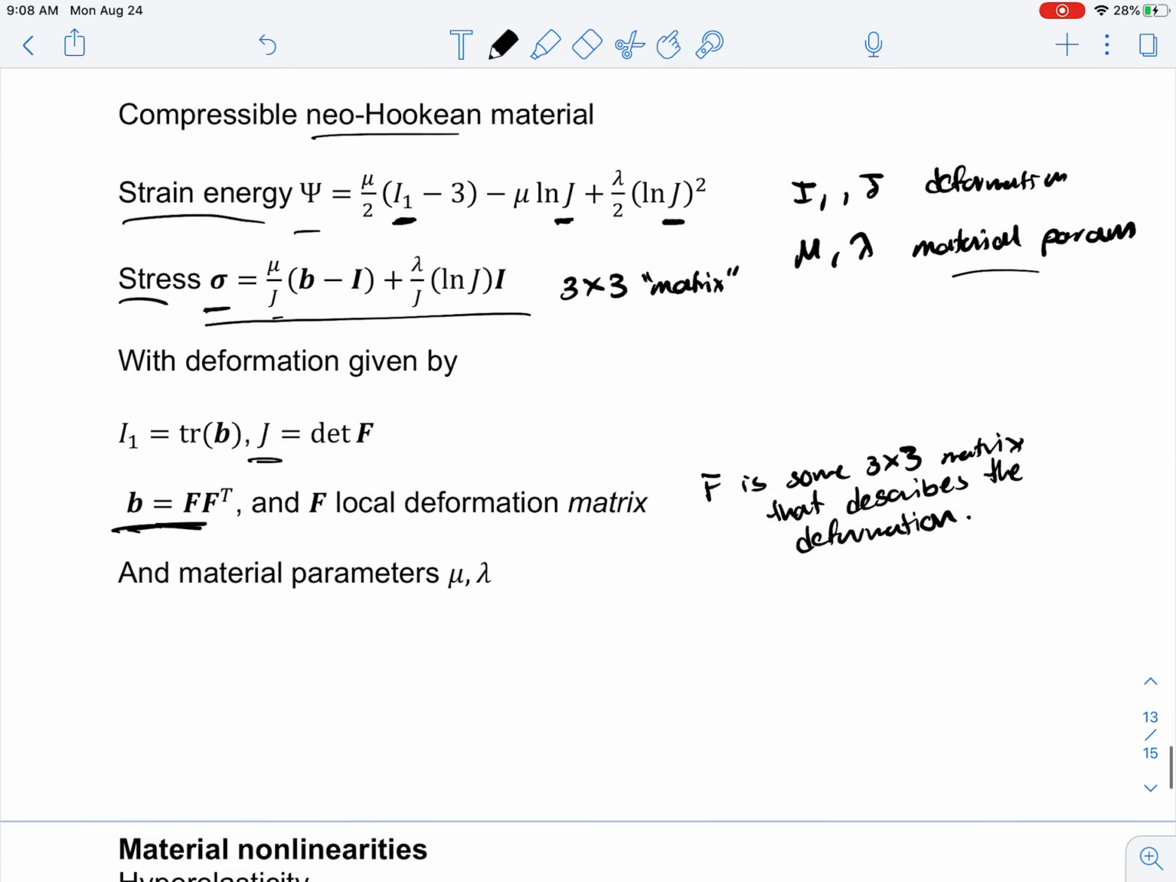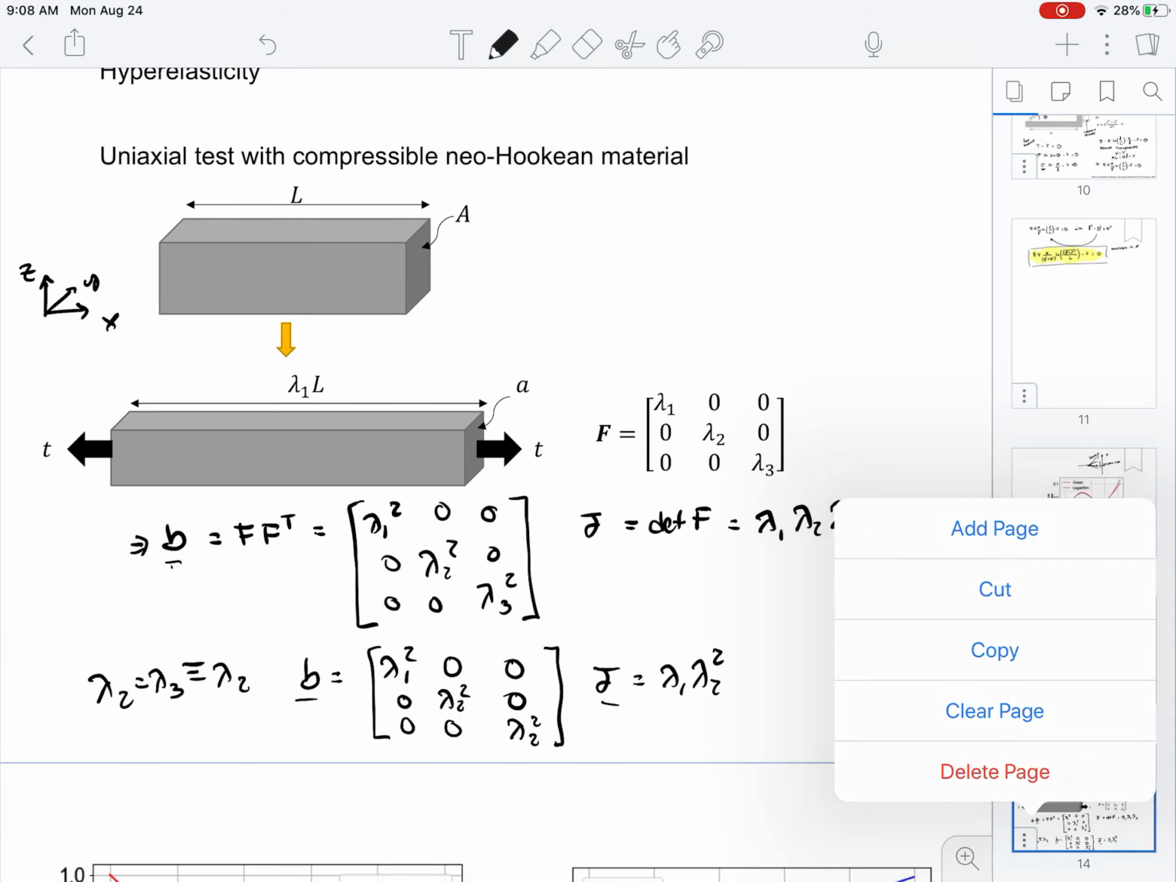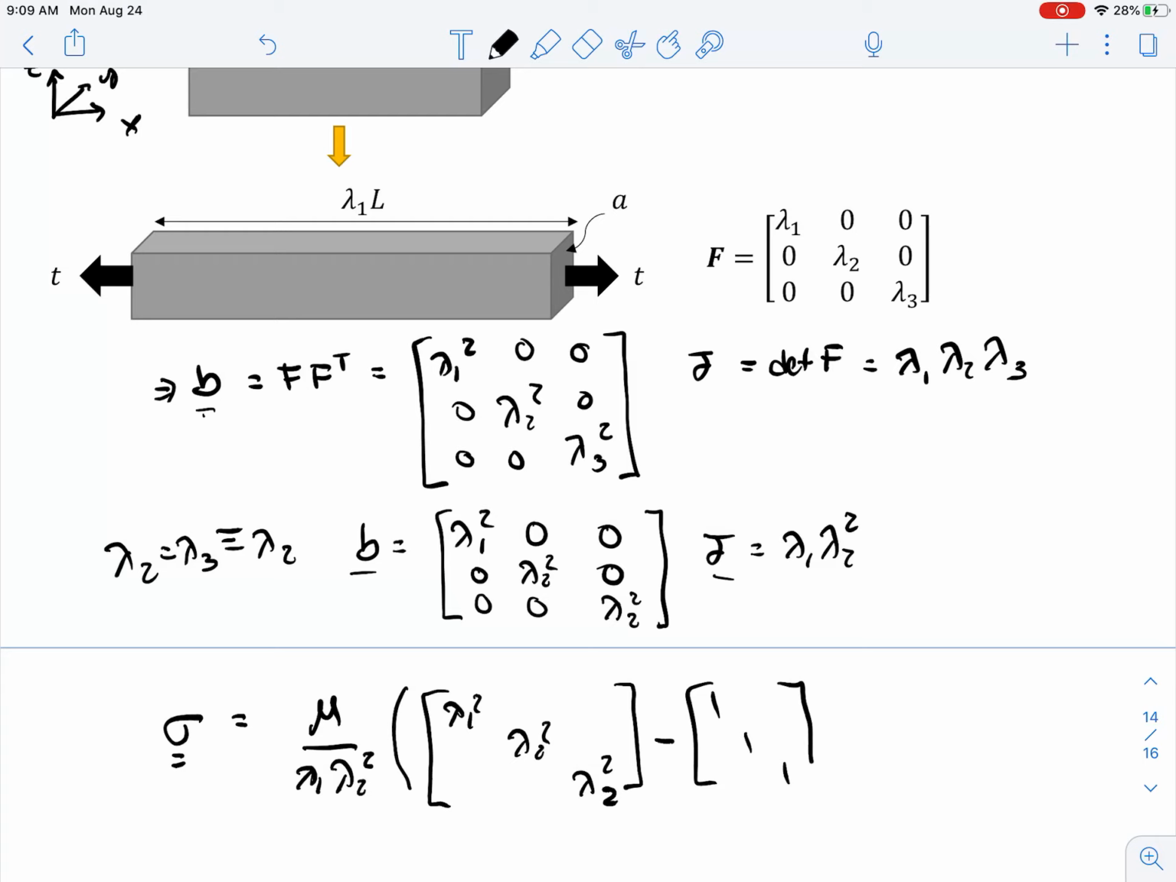So if you go back here, the stress, basically all I need is B, J, and the material parameters, mu and lambda. So now my stress is going to be mu over lambda 1, lambda 2 square, times this matrix, which is lambda 1 square, lambda 2 square, lambda 2 square, minus the identity, which is just 1, 1, 1, plus lambda.